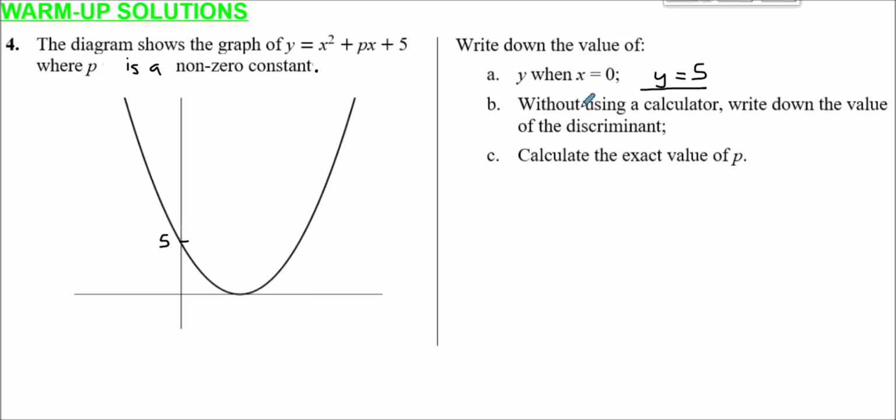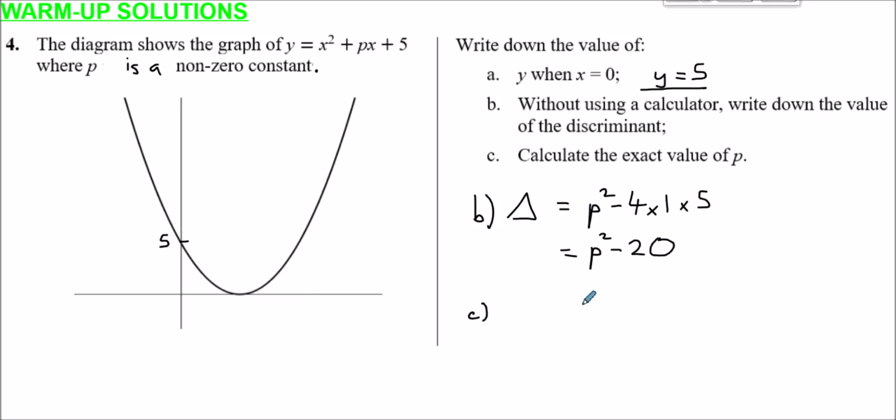Part B, without using a calculator, write down the value of the discriminant. So just remember, the discriminant is b squared, which in our case is p squared, minus 4 times a times c, where a is the coefficient of x squared, which is just 1, and c is a constant term at the end, which is 5. And so the discriminant is p squared minus 20.